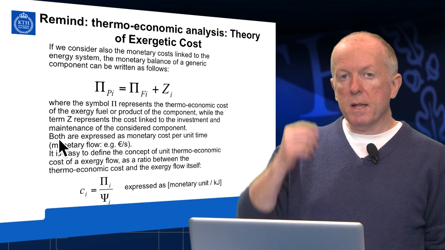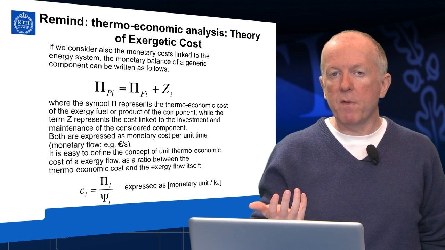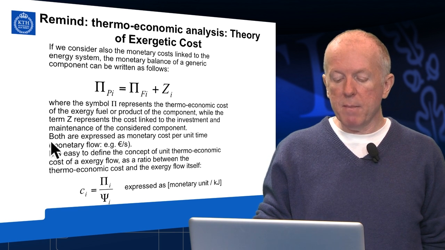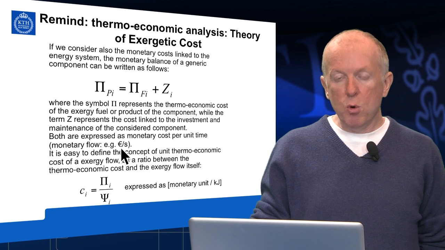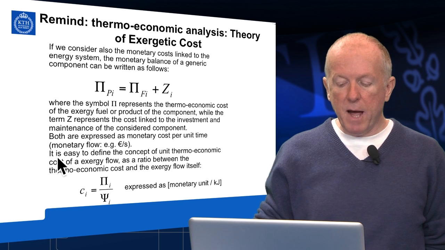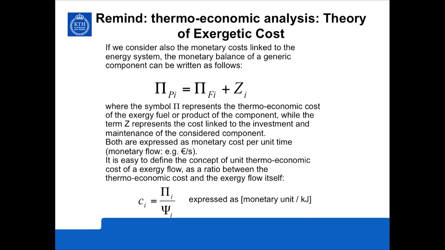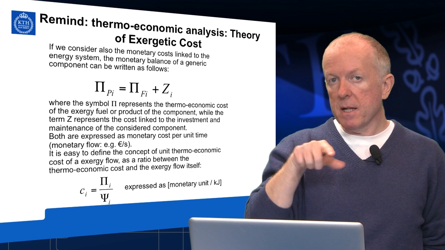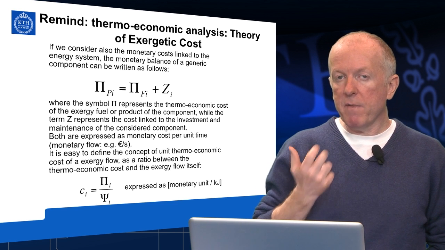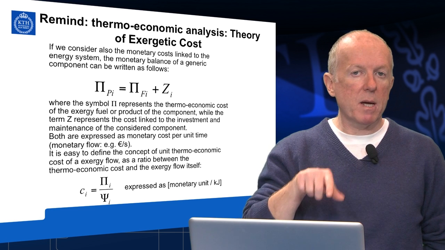In this case, all the terms are expressed in terms of monetary flow. So they are all expressed in monetary cost per unit time, so it means euro, for example, per second, or dollar per second. Again, it's easy to define the concept of normalized cost, so unit cost, obtained by dividing the thermoeconomic cost of the exergy flow by the exergy flow itself. This cost now becomes, in terms of name, the unit thermoeconomic cost.